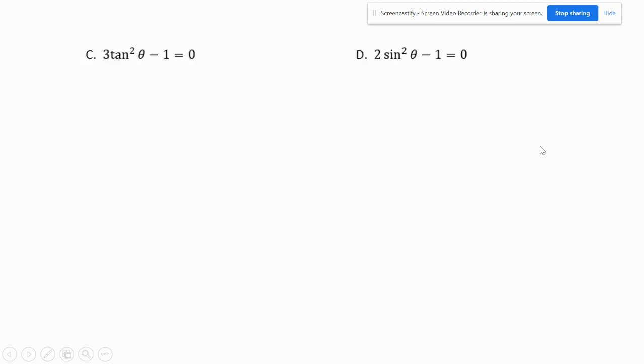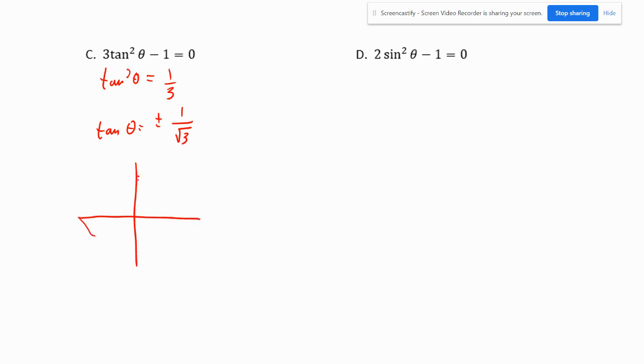Okay, 3 tan squared theta minus 1 equals 0. So add 1, divide by 3. We have tan squared theta equals 1/3. Square root both sides. Square root of 1 is 1. Okay, now this one's a little bit trickier to see. Where does this happen on our unit circle? In the first quadrant, it is going to happen right here.